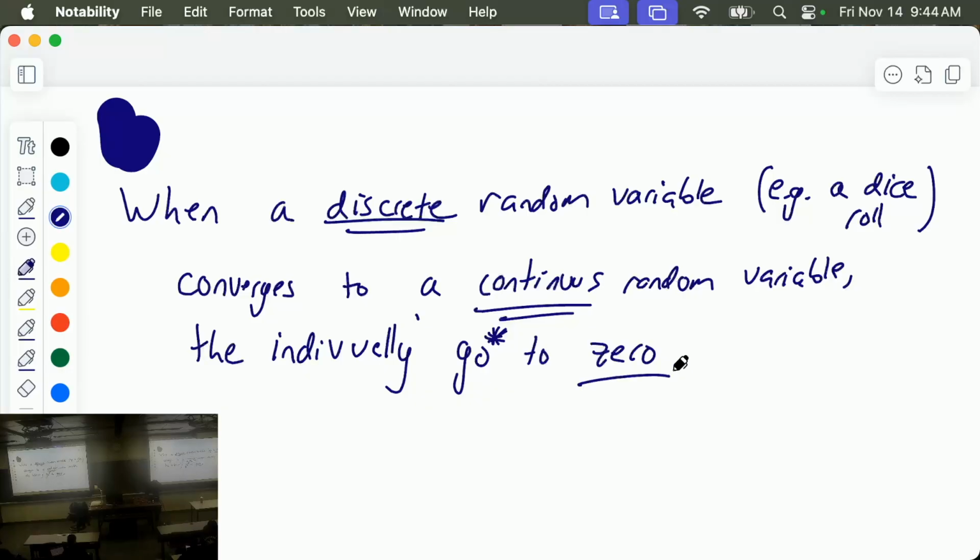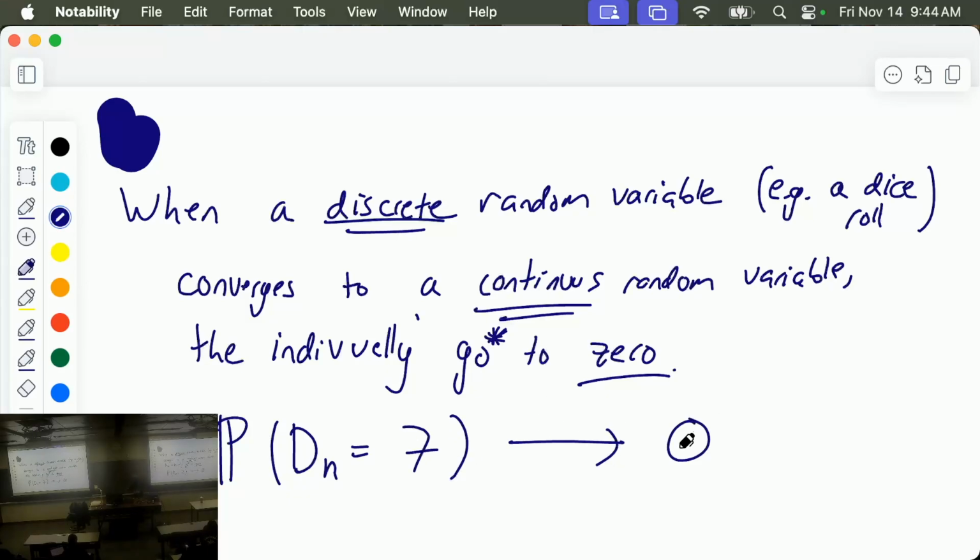Okay, so the probability mass function, the probability that D_n equals 7, this goes to 0. We put arrow 0, and you cannot look at the individual probabilities. The individual probabilities will not be informative because they just go to 0. So it doesn't tell you what is the probability density function of the thing it's converging to. Oh, it's just going to 0, so we don't know.